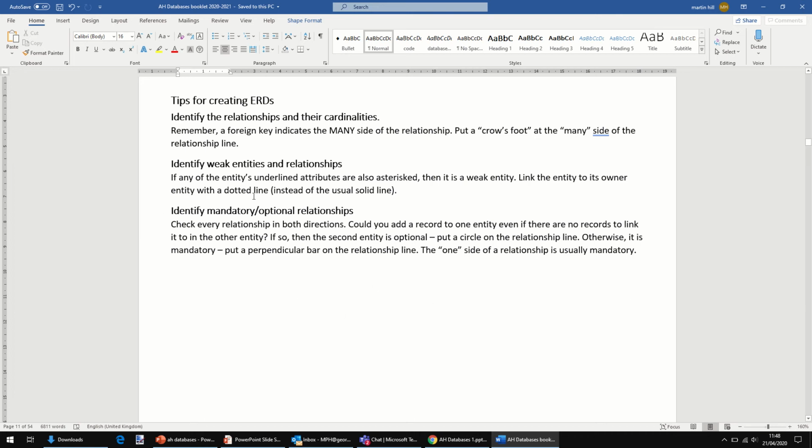And remember, always look in both directions. So if you've got two entities, look in one direction and then look back in the other direction to work out the relationship participation. Okay, that's it.